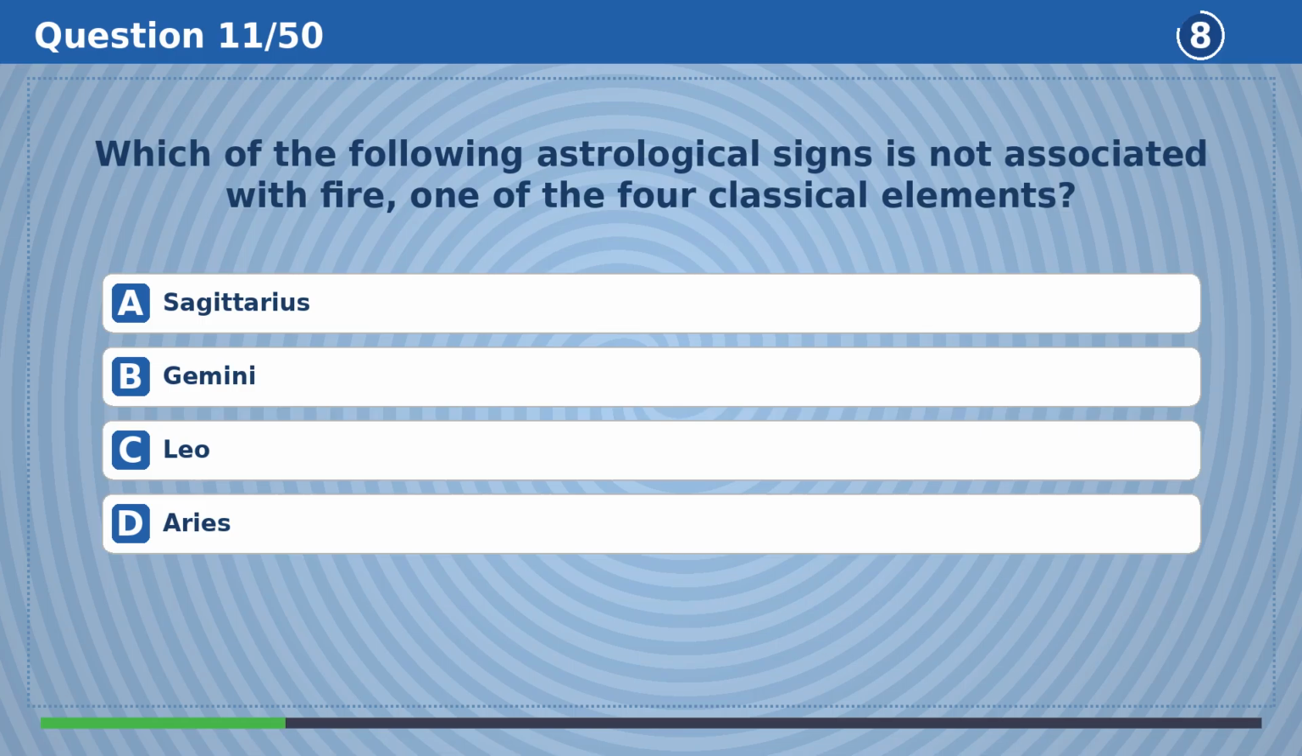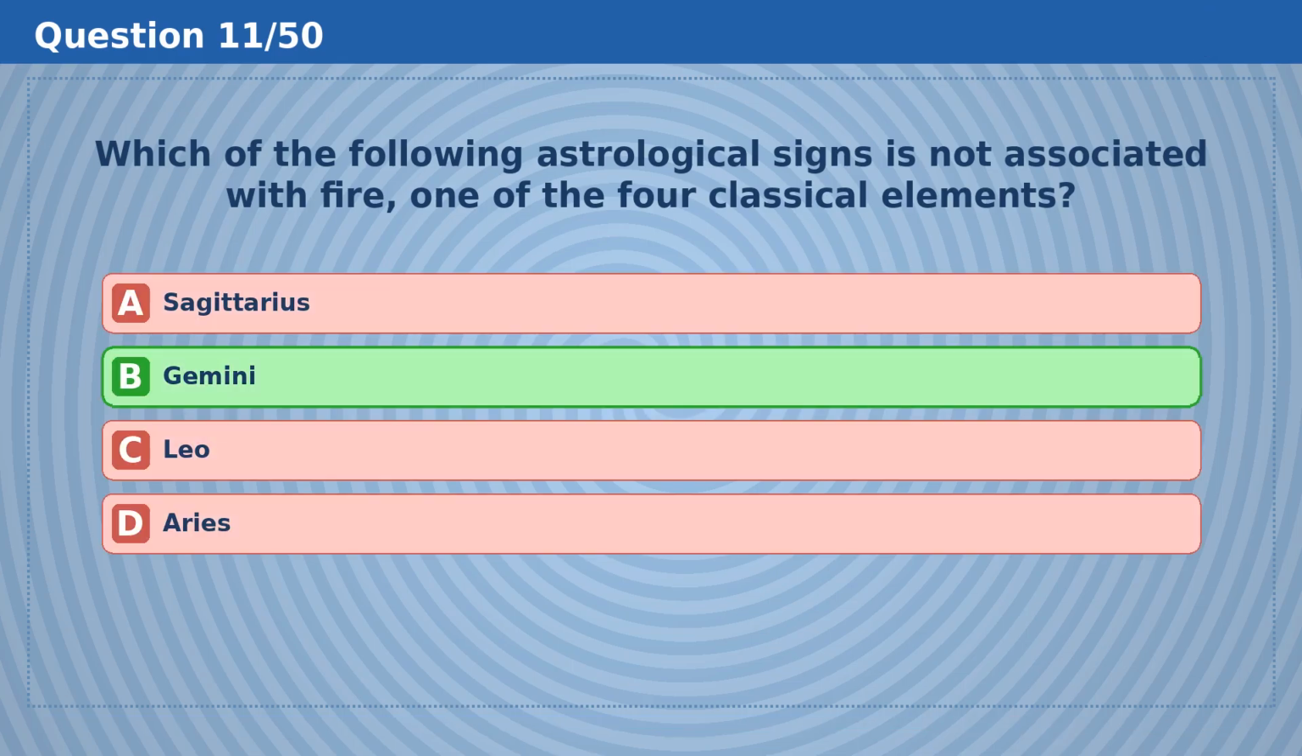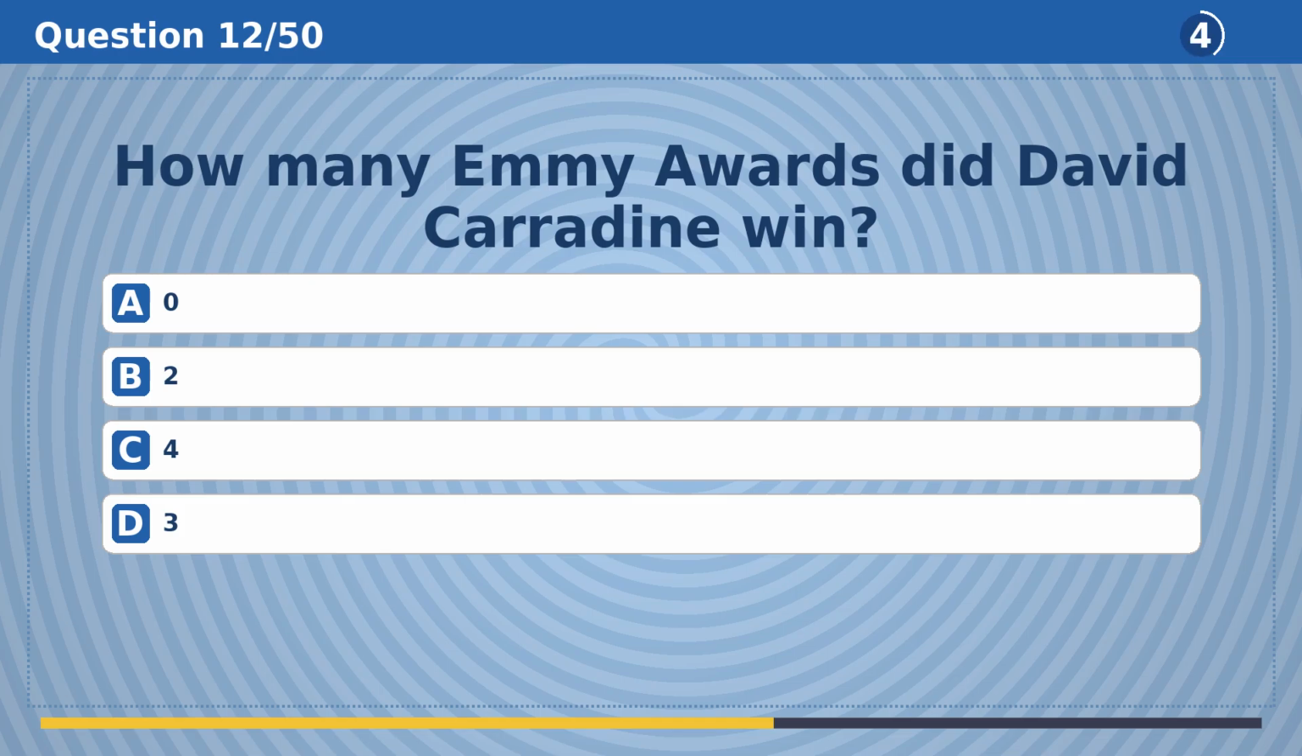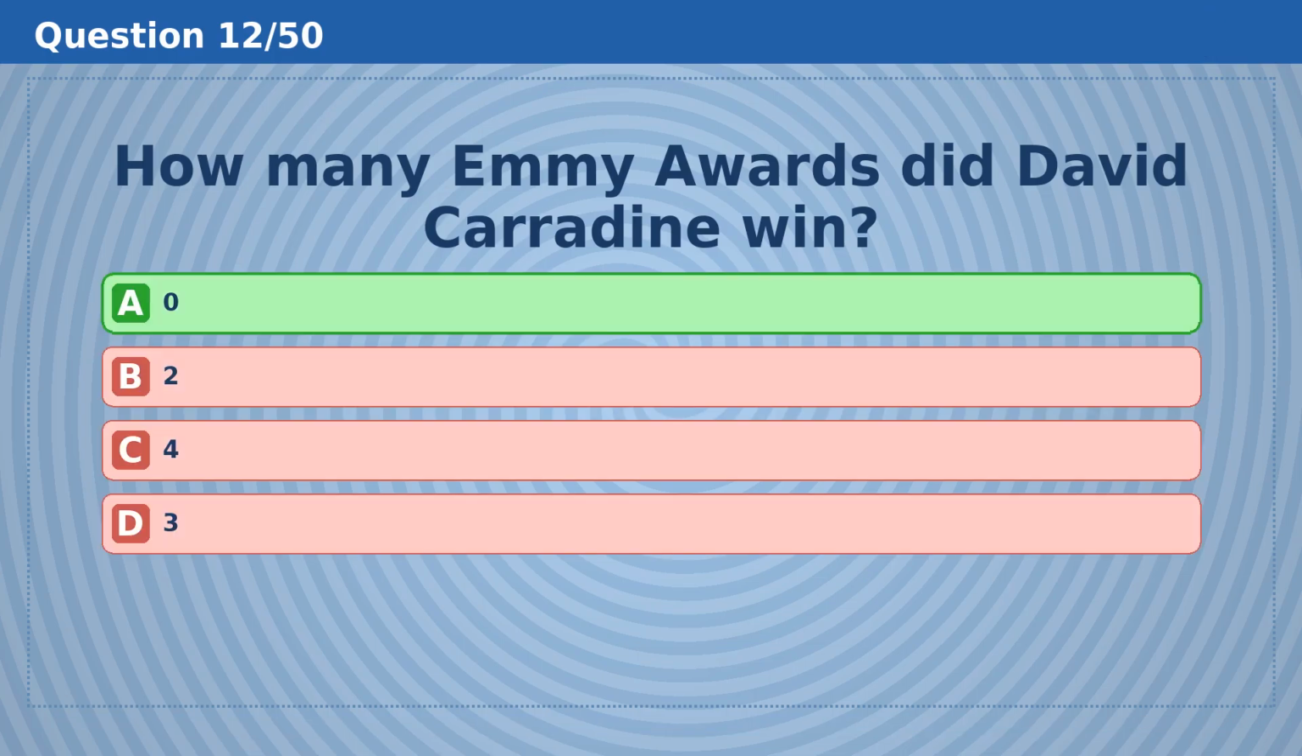Which of the following astrological signs is not associated with fire, one of the four classical elements? The answer is B. Gemini. How many Emmy Awards did David Carradine win? The answer is A. 0.